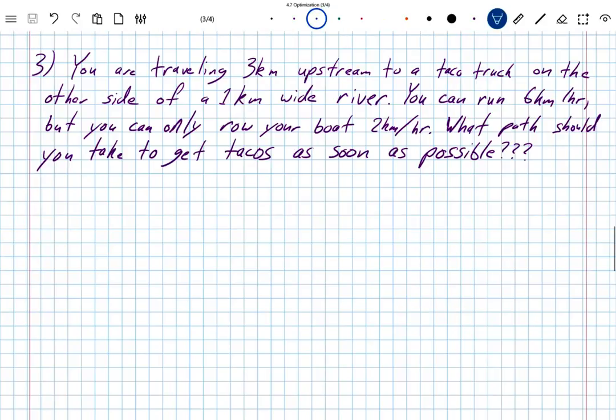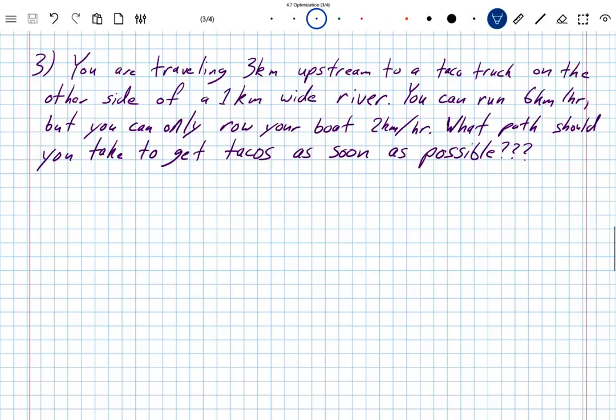Okay, let's do our next example. You are traveling 3 kilometers upstream to a taco truck on the other side of a 1 kilometer wide river. You can run 6 kilometers an hour, but you can only row your boat 2 kilometers per hour. What path should you take to get tacos as soon as possible? Something I ask myself all the time.